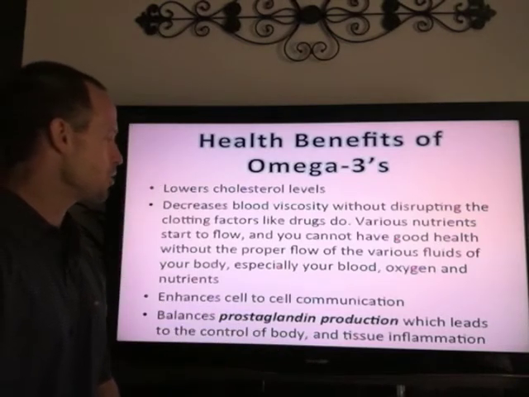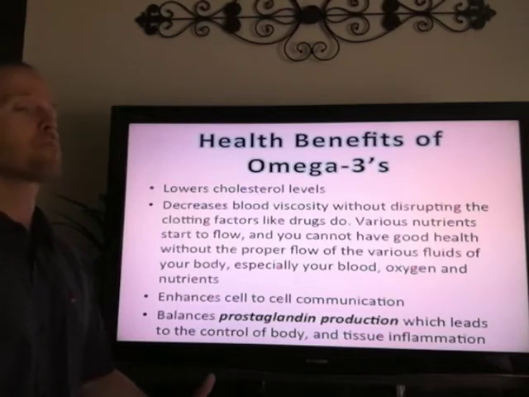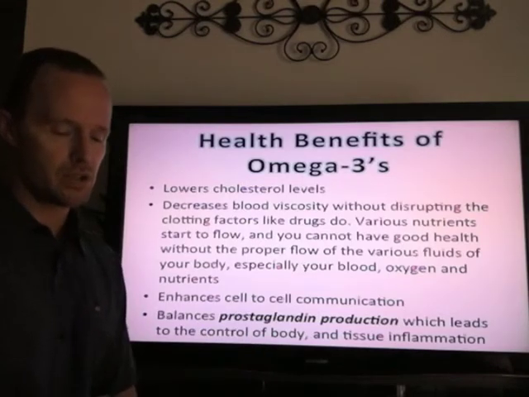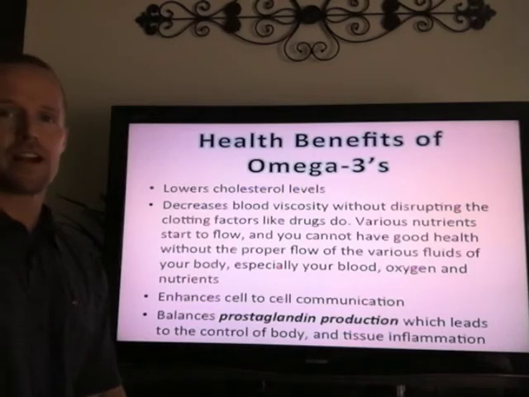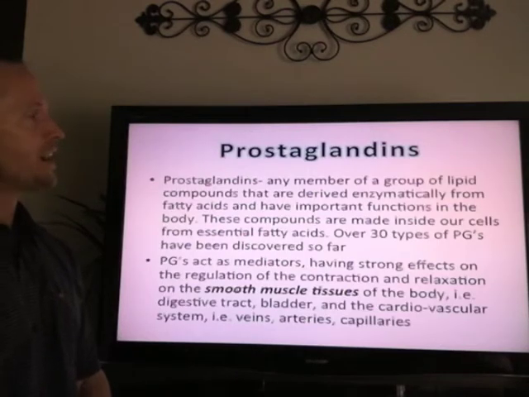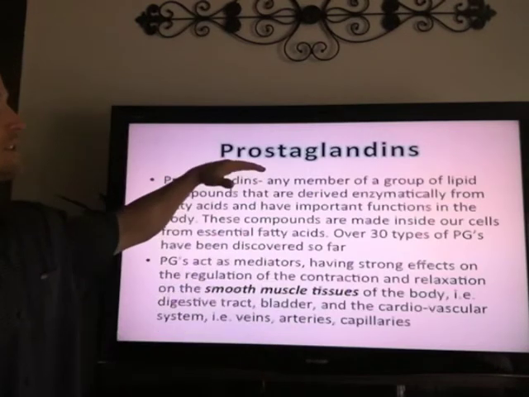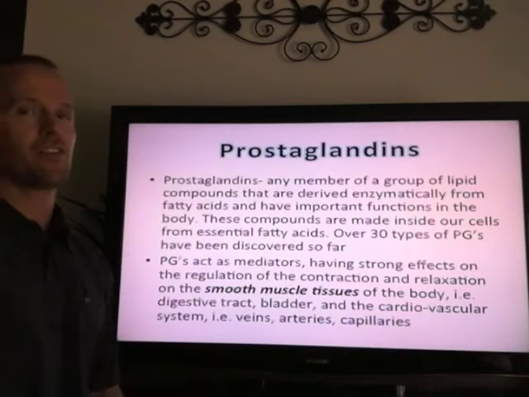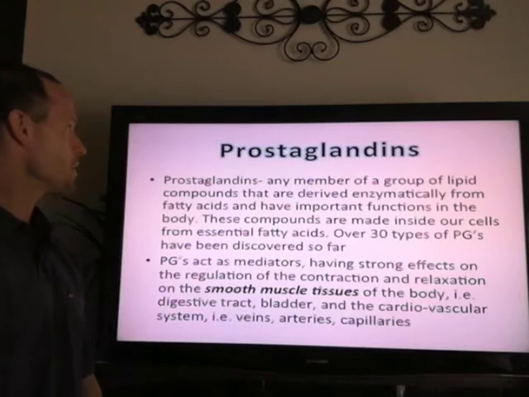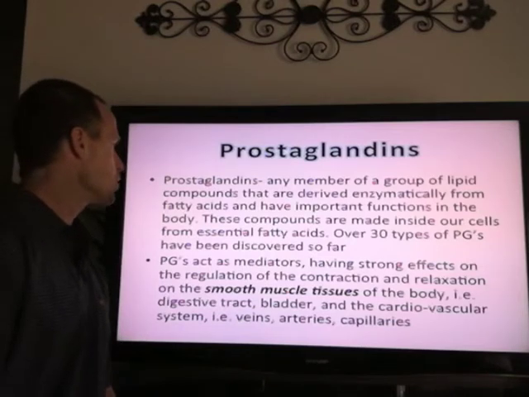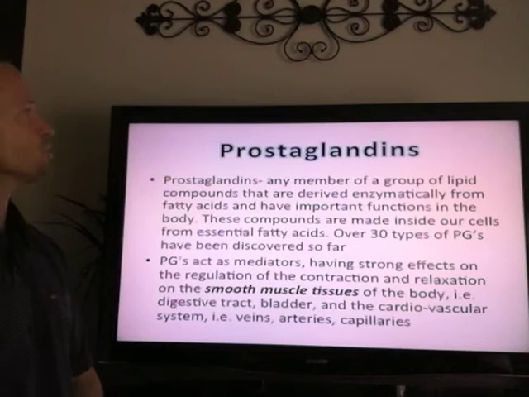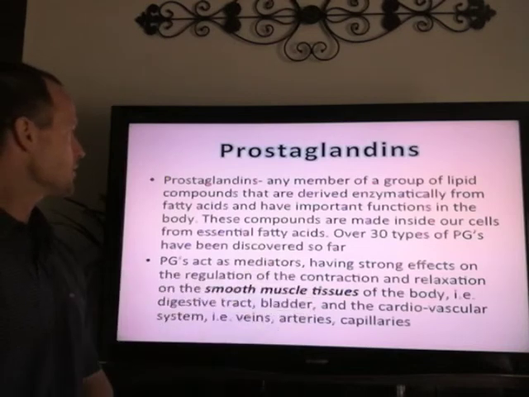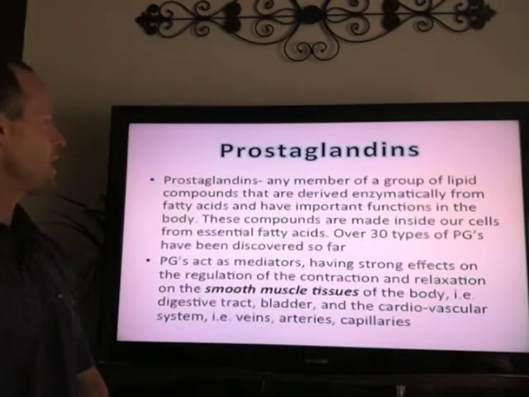Prostaglandins are little chemical messengers, or little chemical substances, that are made inside our cells from essential fatty acids. So if you are essential fatty acid deficient, you're going to be prostaglandin deficient. And if prostaglandins control inflammation, your body's going to have a hard time controlling inflammation. So, prostaglandins are any member of a group of fatty or lipid compounds that are derived enzymatically from fatty acids that have important functions in the body.